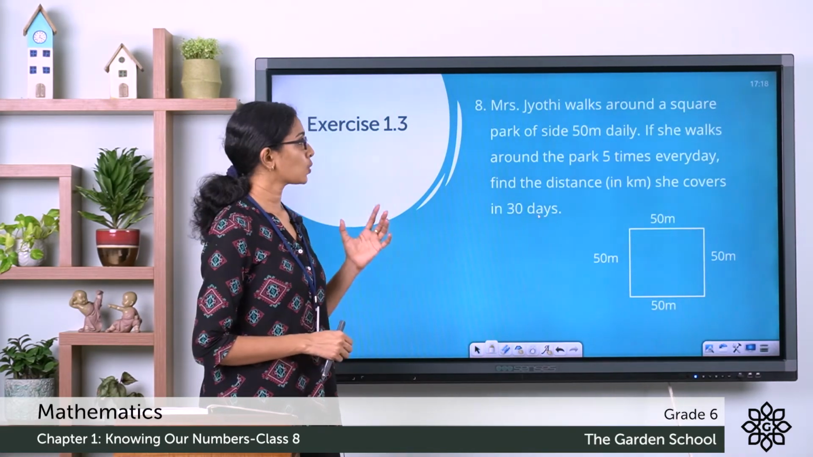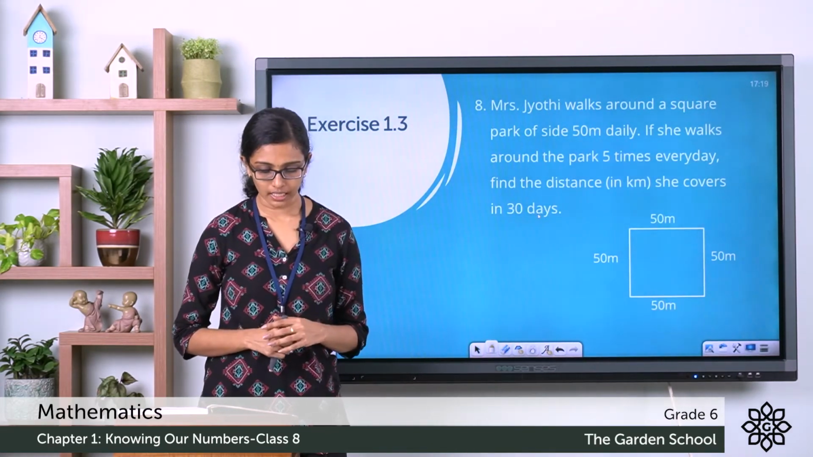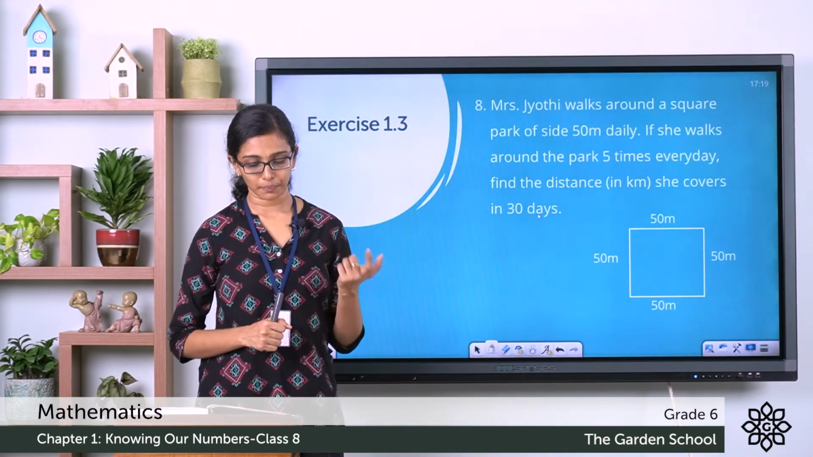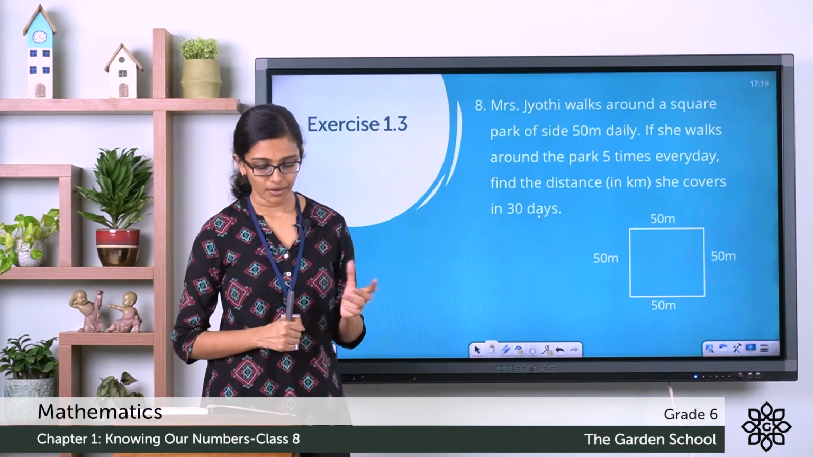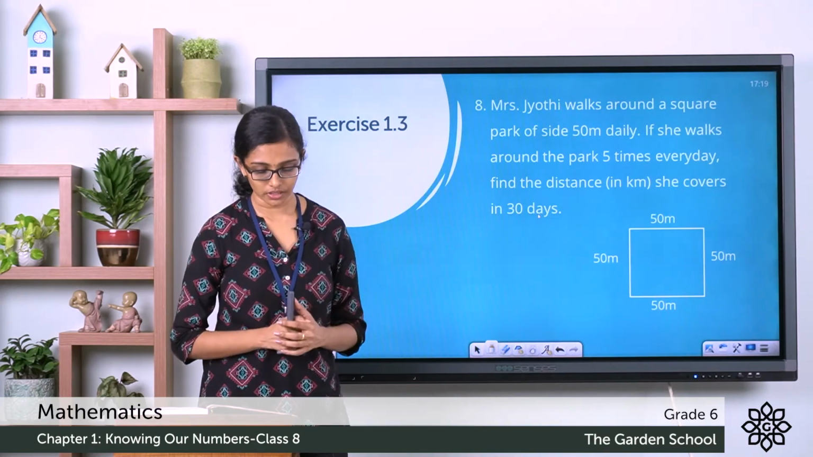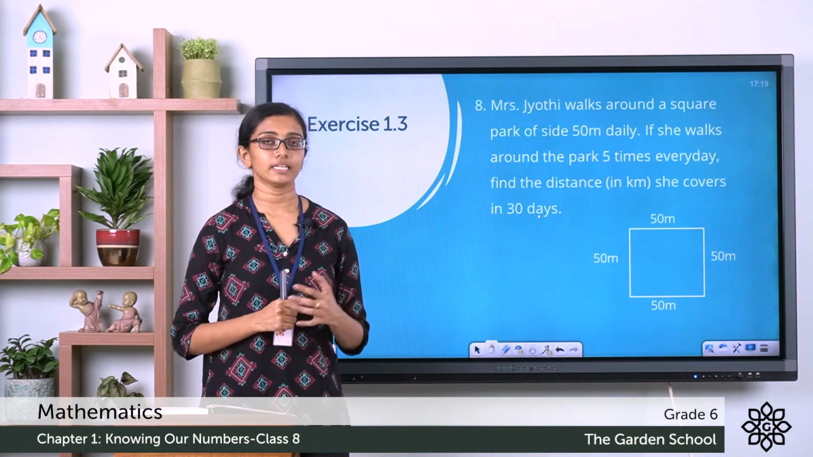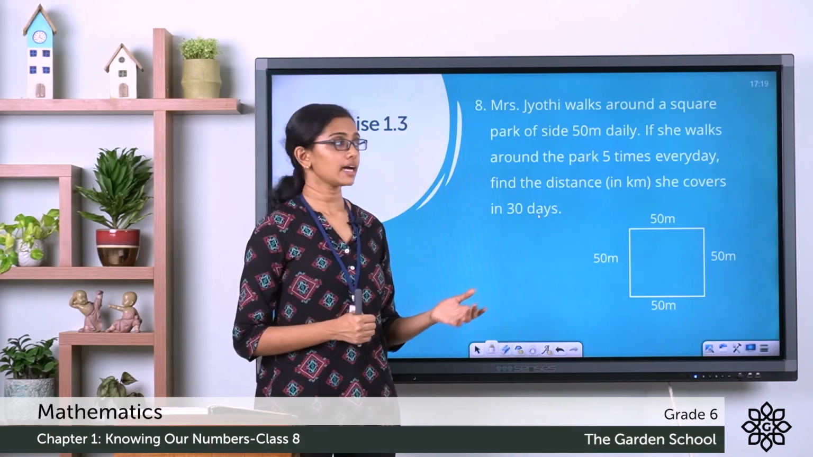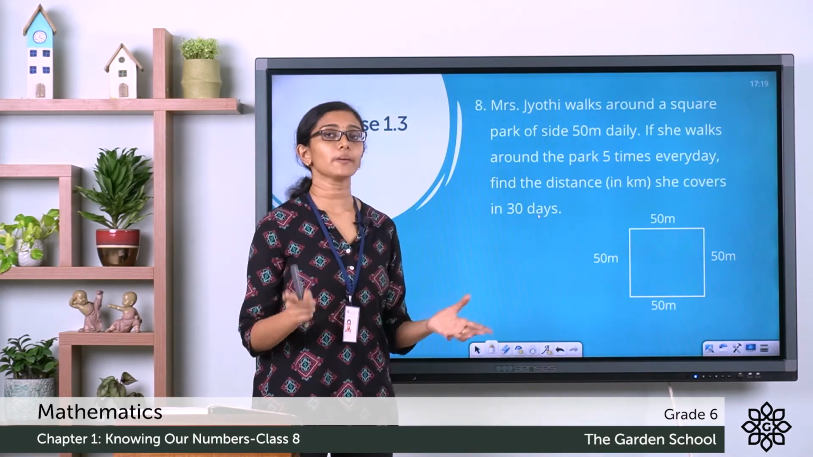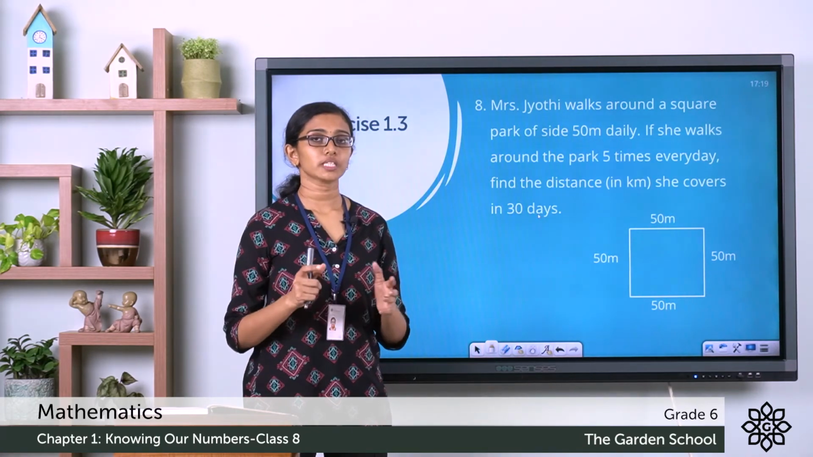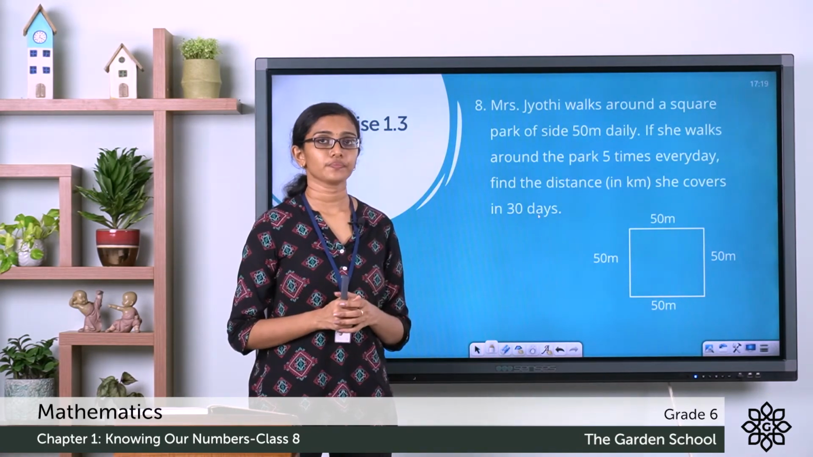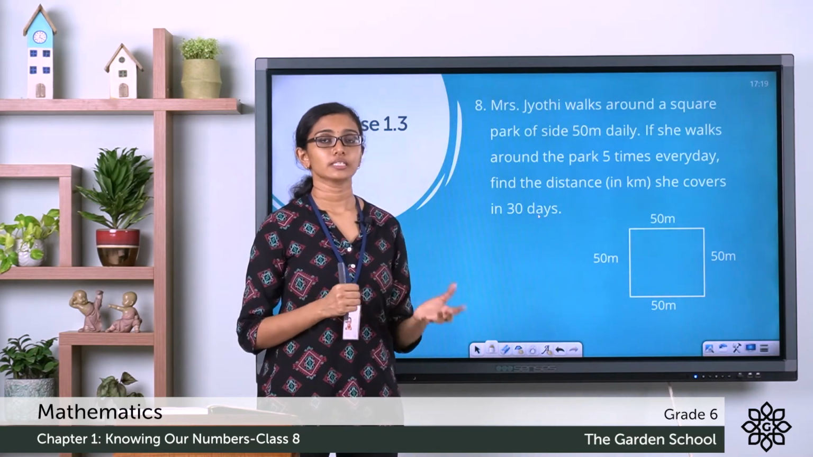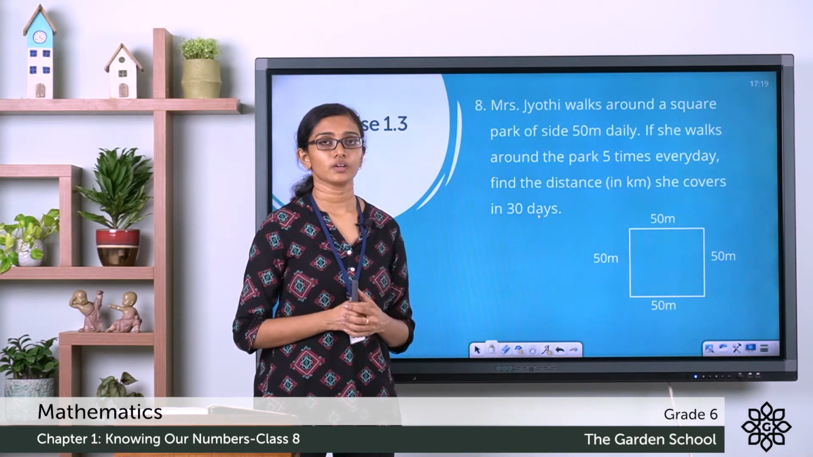Mrs. Jyoti walks around a square park of side 50 meter daily. If she walks around the park 5 times every day, find the distance in kilometers she covers in 30 days. So, what is mentioned here? Here it says that Mrs. Jyoti walks around a square park and she walks around this park 5 times daily. You need to find out what is the total distance she covers in this 30 days or in a month.